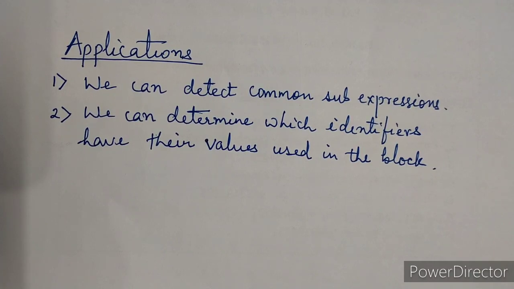Second, we can determine which identifiers have their values used in the block, so we can find out those variables that have been used in the block. Those leaf nodes representing variables are the variables used in the block. So these are the 2 main applications of DAG. Hope you will be able to understand DAG and how we can construct a DAG for a basic block.